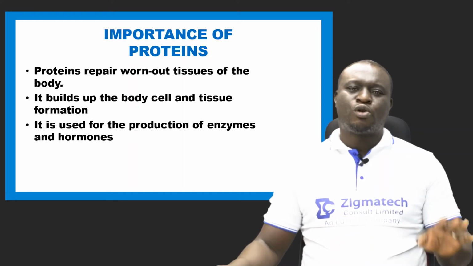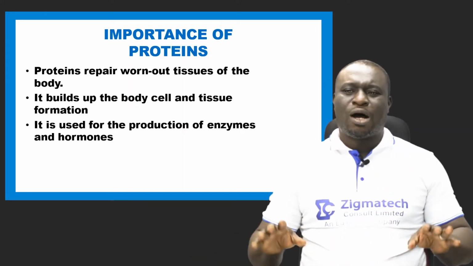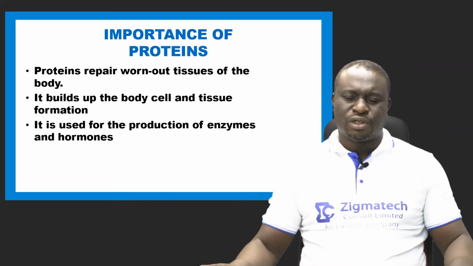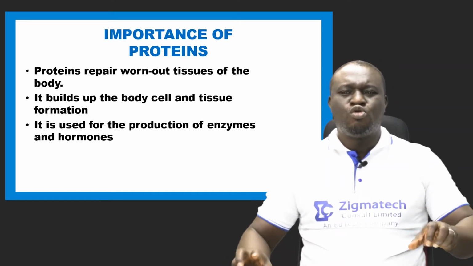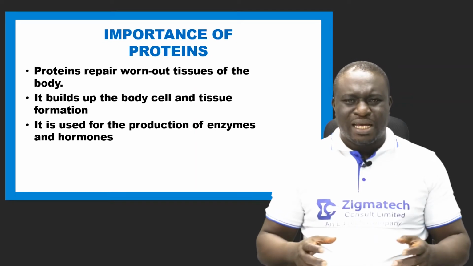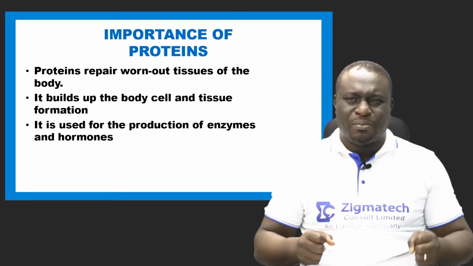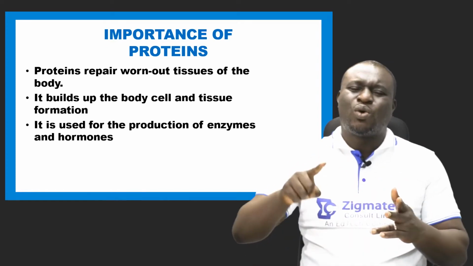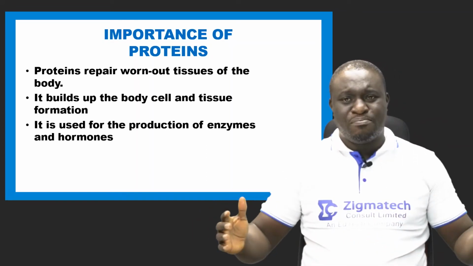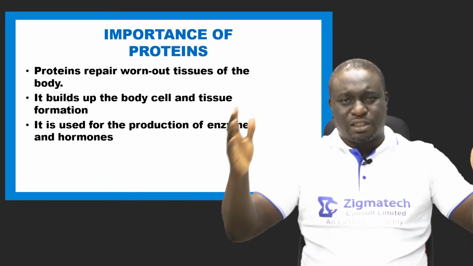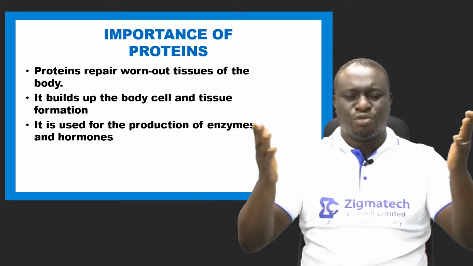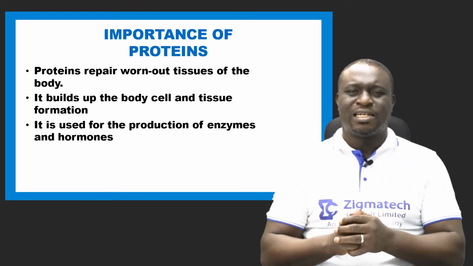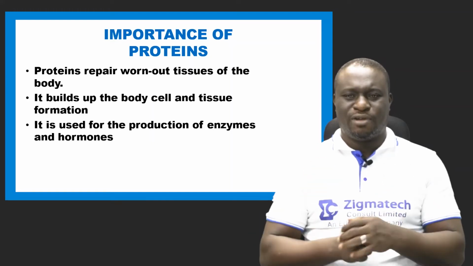Number one is that proteins help to repair worn out tissues of the body. Number two is that they help to build up the cells and tissues. They help in the building up of the cells of the body and also in tissue formation. So they help in growth as well as development, because building up of the cells talks about growth. Building up of the tissues talks about growth. So in other words, one other importance of proteins is it promotes growth and development of the body.